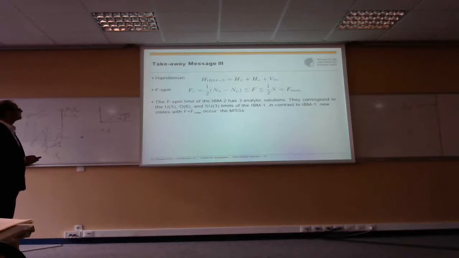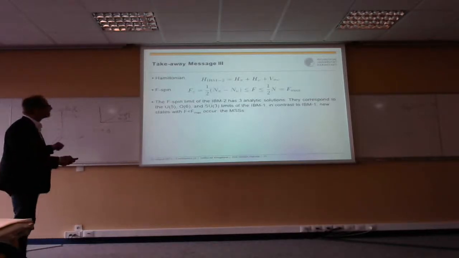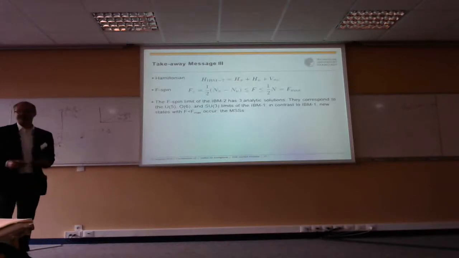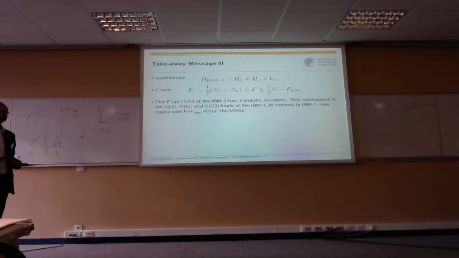Okay, so the third takeaway message is, so we have discussed the Hamiltonian for the IBM, we have discussed F-spin. The F-spin limit of the IBM-2 has 3 analytic solutions. They correspond to the IBM-1, so to the analytic solution of the IBM-1 U5 limit, O6 limit, SU3 limit. But in contrast to the IBM-1, new states appear, those with non-maximum F-spin, the mixed symmetry states. Other questions?